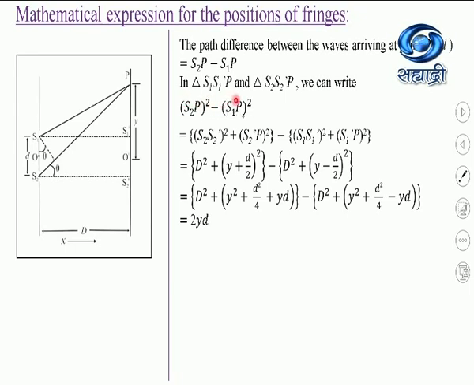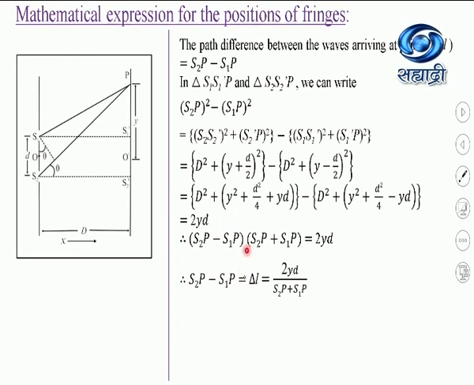So S2P square minus S1P square is 2Y into D. Let us take the factors of S2P square minus S1P square. So it is S2P minus S1P into S2P plus S1P, which is equal to 2Y into D. We have to obtain the equation for path difference, which is S2P minus S1P. So we write here S2P minus S1P is equal to the path difference delta L, which is equal to 2Y into D divided by S2P plus S1P.